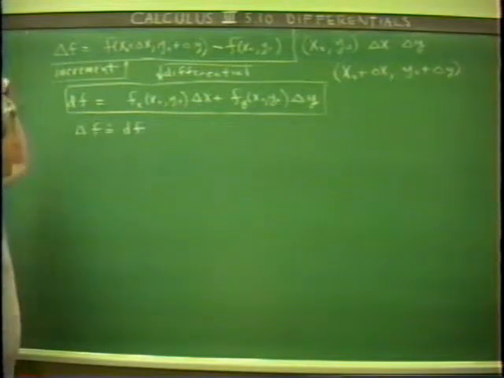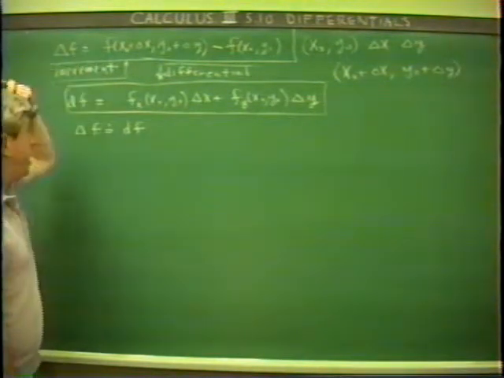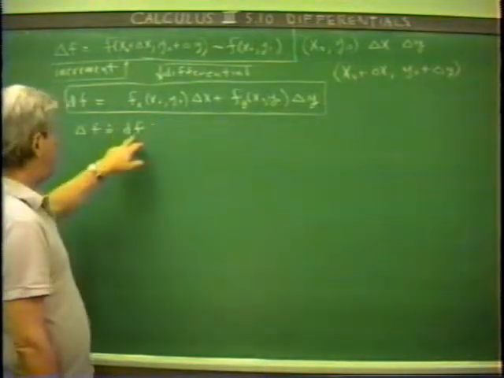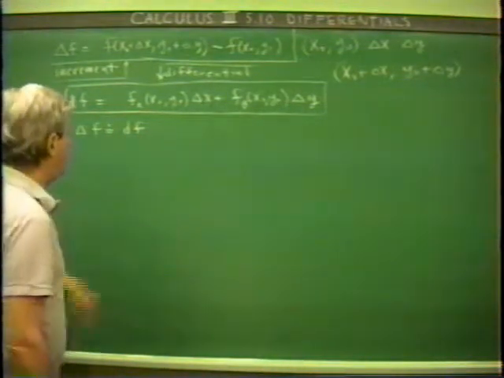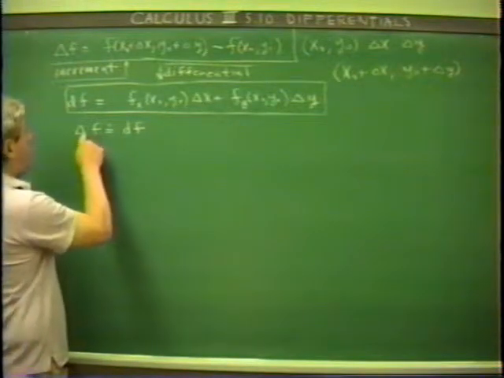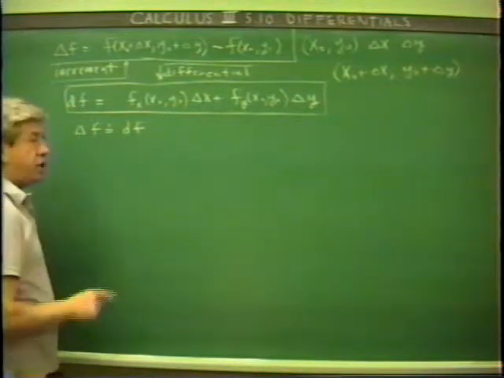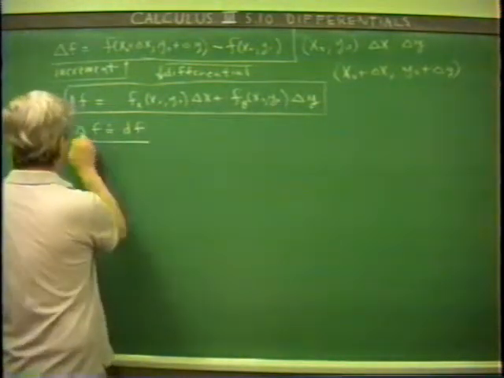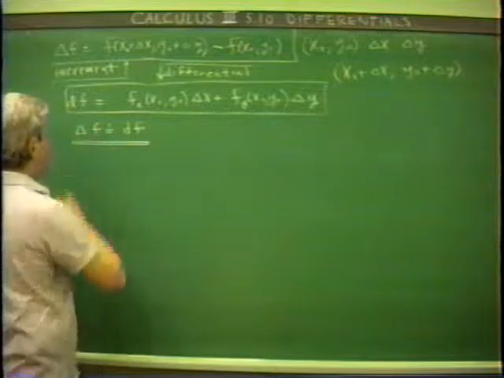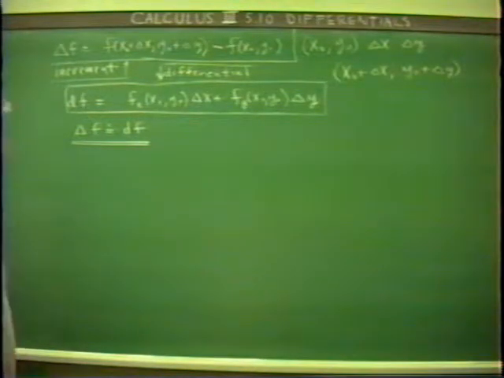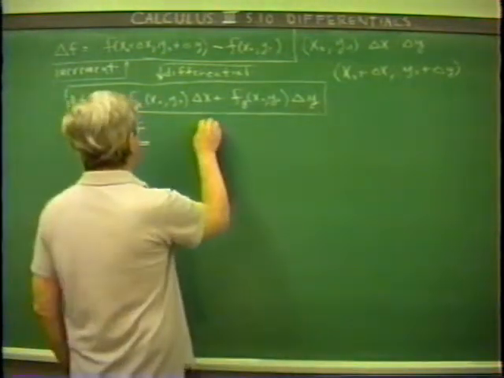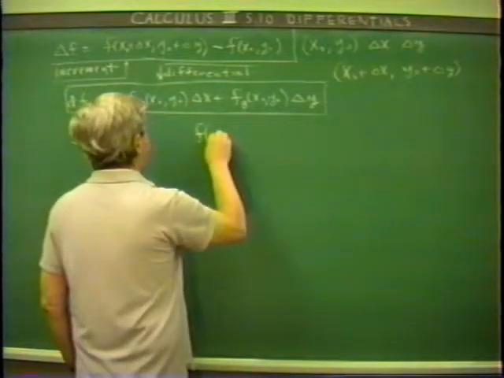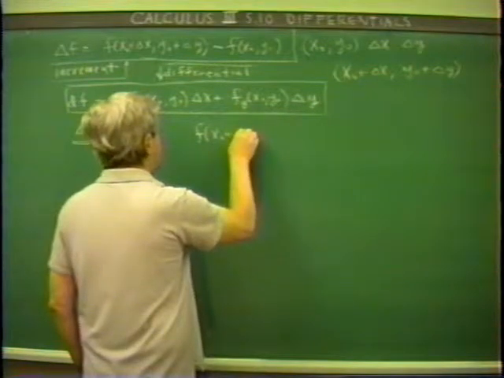The differential of f is the change on the tangent plane to the graph of f. So you can expect that the change on the tangent plane is going to be very close to the actual change in f. This is the analog of the differential of a function of a single variable, where the differential is the change on the tangent line as compared to the change of the function. So this is used for this purpose right here, namely that delta f is approximately equal to df.